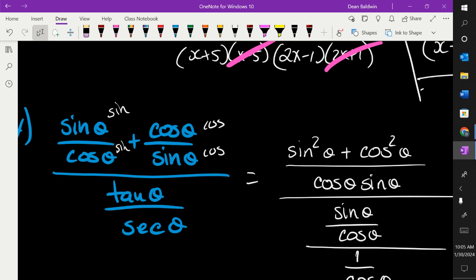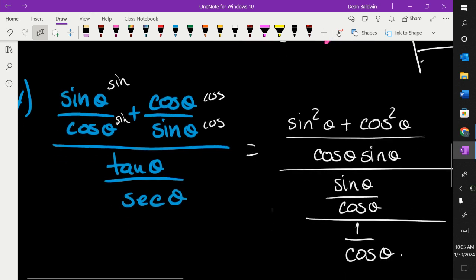I made a common denominator, so sine I multiply by cos. That gives me sine squared plus cos squared over cos times sine. The bottom, I changed tan to sine over cos, and secant is 1 over cos. So it looks like a nightmare, but it's all going to clean up nicely. Because as soon as you see sine squared plus cos squared, that equals uno. What do you do? Ignore, then you're kind of done with that.